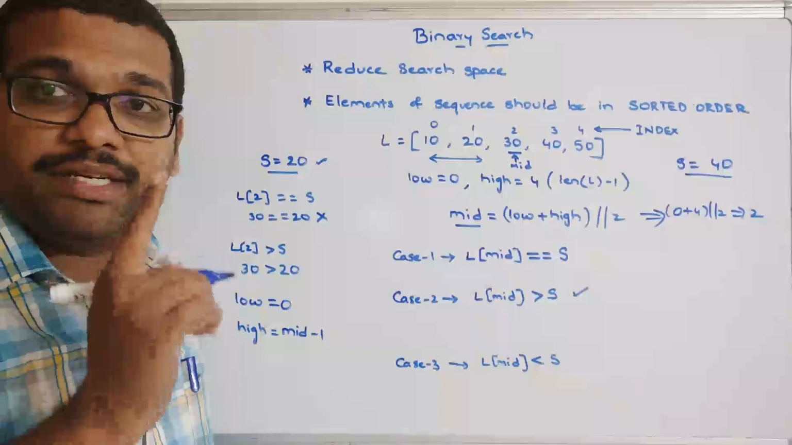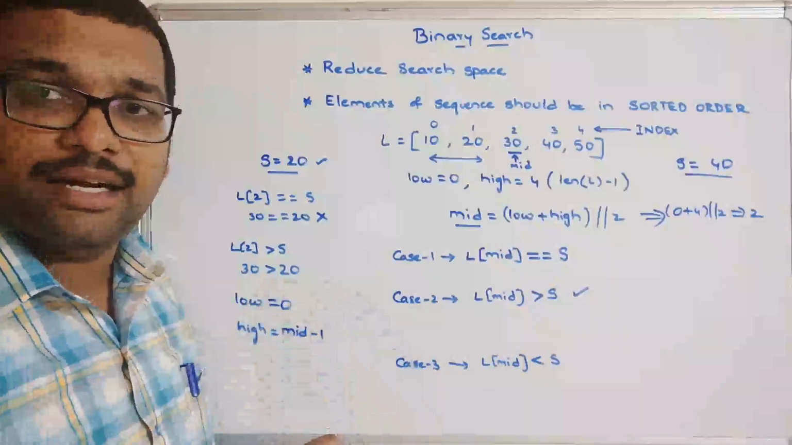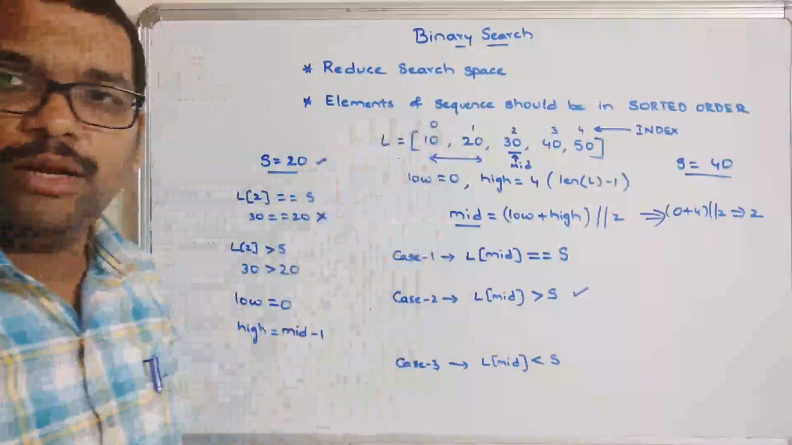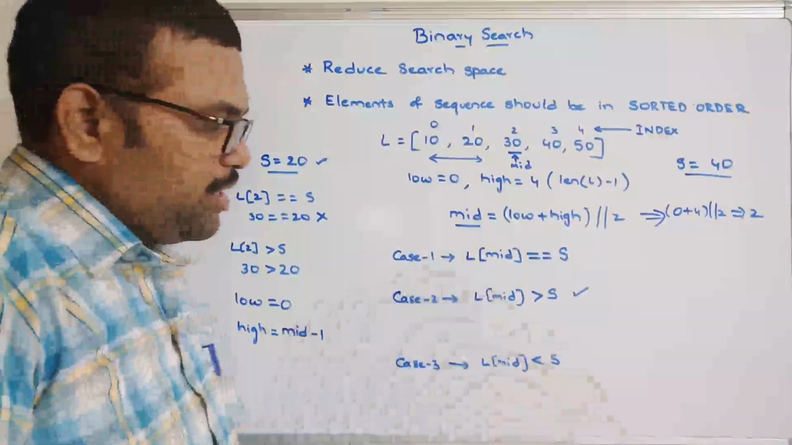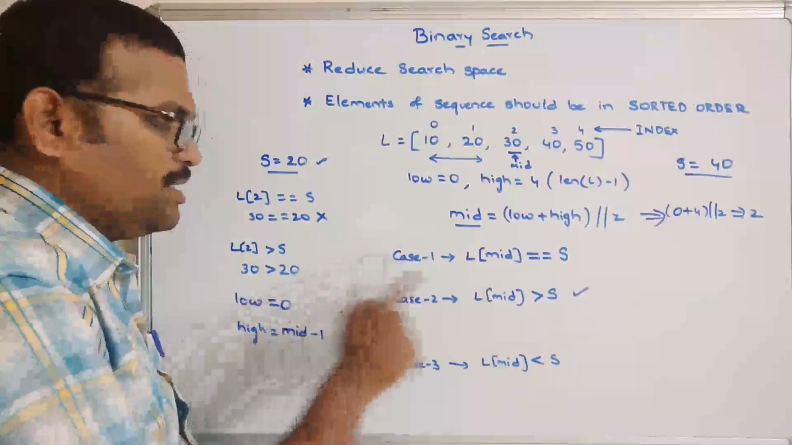In the first iteration, the search space is around 5 elements. In the second iteration, the search space will be reduced to only 2 elements. So be careful here: 30 is greater than 20. 30 is the middle element. 20 is the search element.